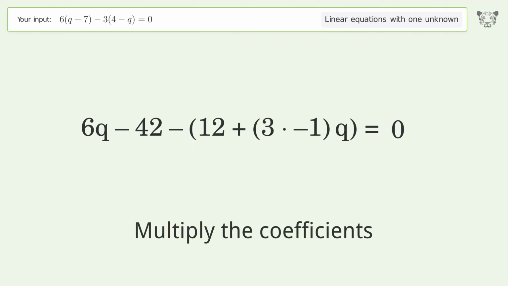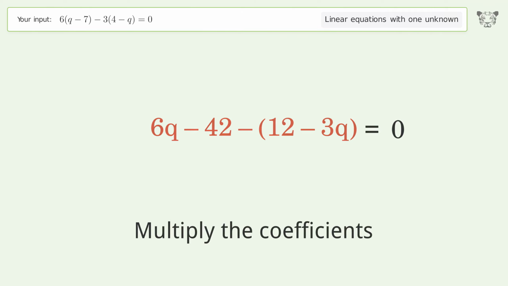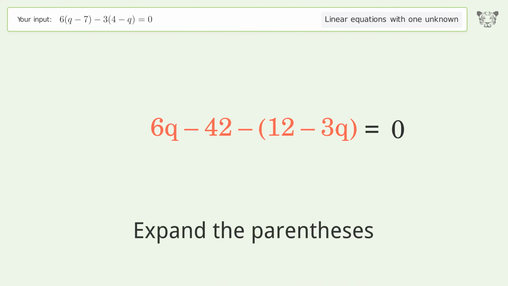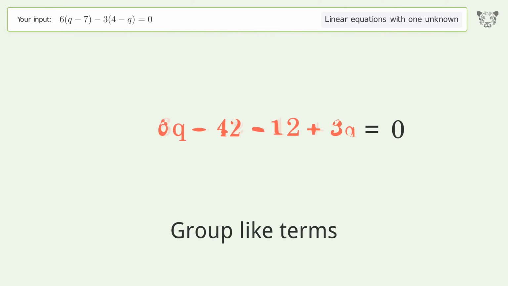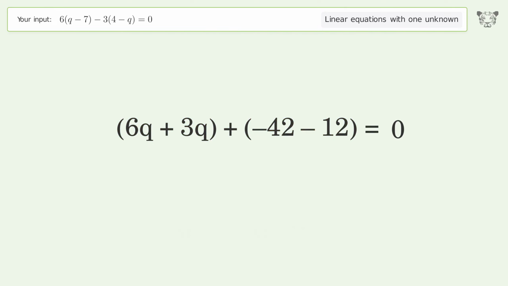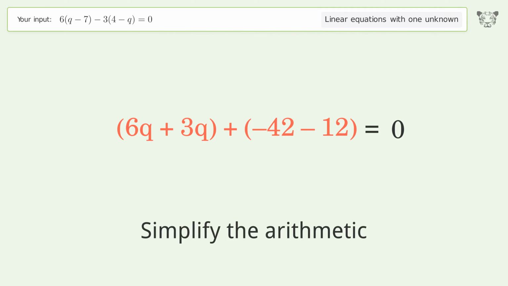Multiply the coefficients. Expand the parentheses. Group like terms. Simplify the arithmetic.